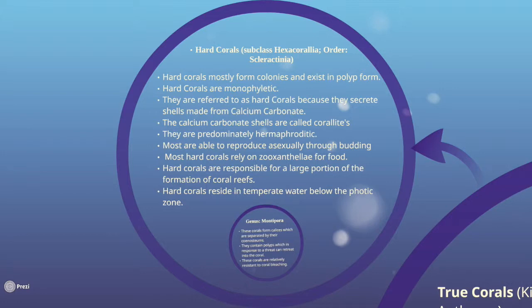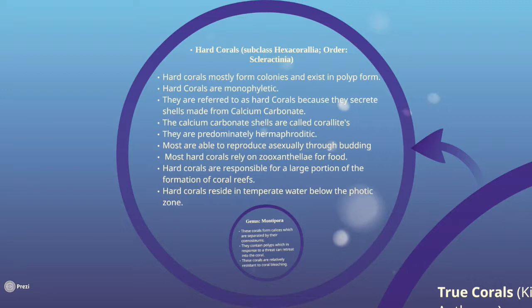Now let's talk about hard corals, which are subclass Hexacoralia and order Scleractinia. Hard corals mostly form colonies and exist in polyp form. Hard corals are monophyletic. They are referred to as hard corals because they secrete shells made from calcium carbonate. The calcium carbonate shells are called corallites. They're predominantly hermaphroditic. Most are able to reproduce asexually through budding, and most hard corals rely on zooxanthellae for food and nutrients.